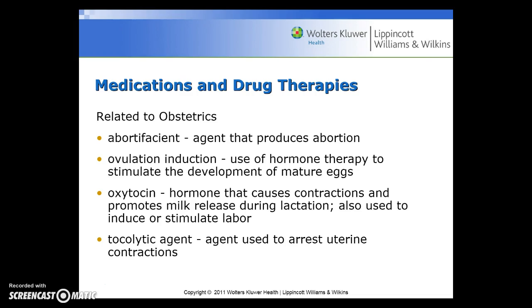So we've now moved on to medications and drug therapies in obstetrics. Ovulation induction is the use of hormone therapy to stimulate the development of mature eggs. Oxytocin is the hormone that causes contraction and promotes milk release during lactation. It's also used to induce or stimulate labor. Tocolytic agent is an agent used to arrest uterine contractions.